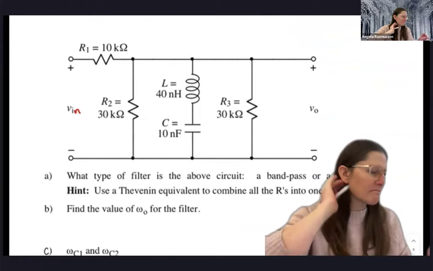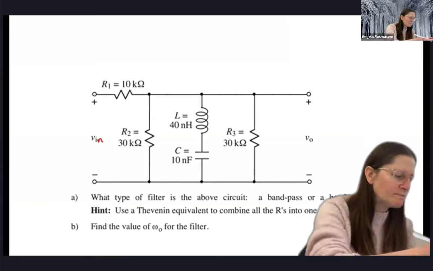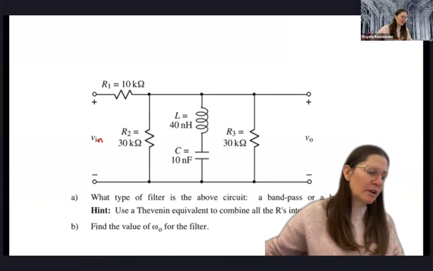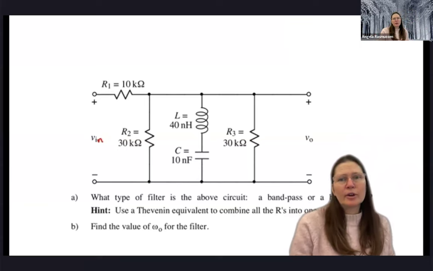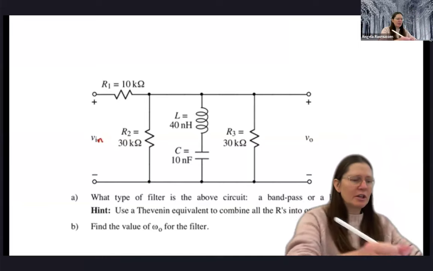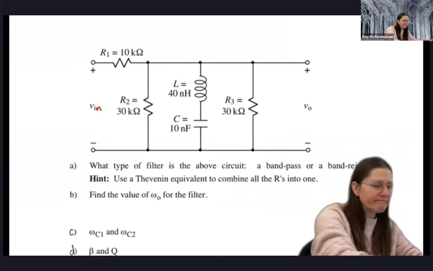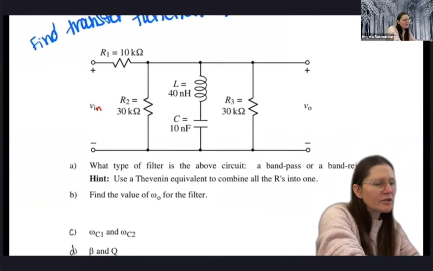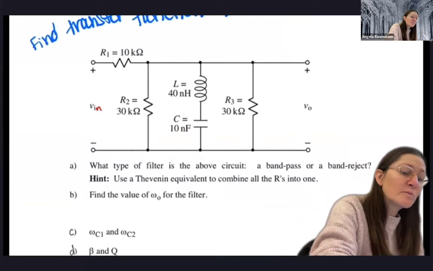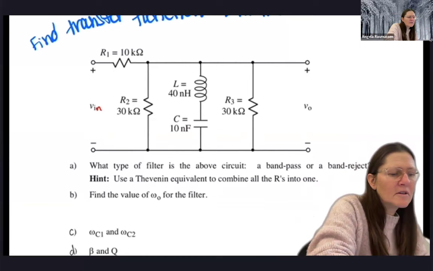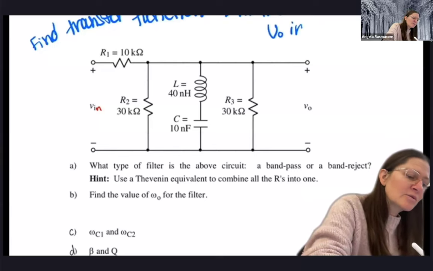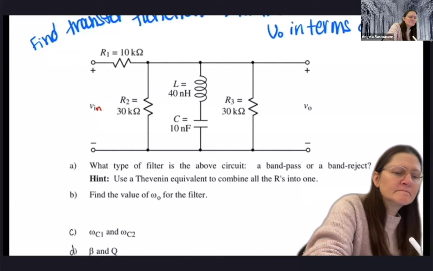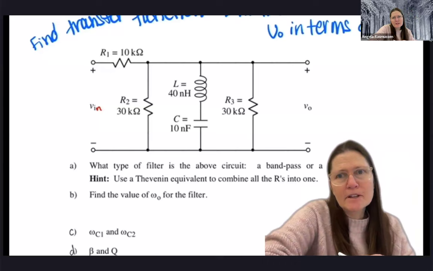So let's start with this example. In this example, you want to figure out what type of filter this is. So in order to find out what type of filter, you're going to plot what is called the transfer function. So you need to find the transfer function. And a transfer function is a description. It's your mathematical description, I should say. Mathematical equation. V out in terms of V in.